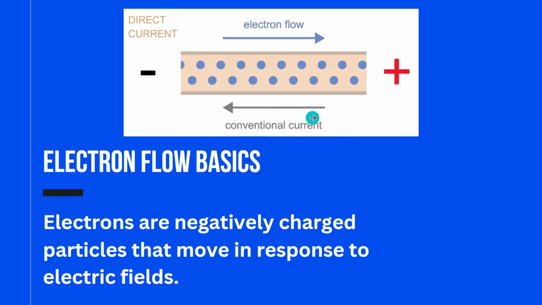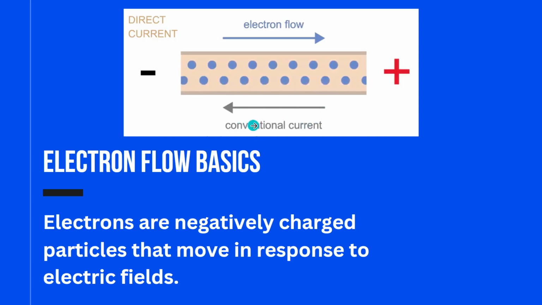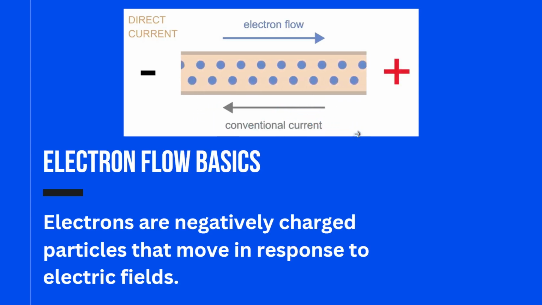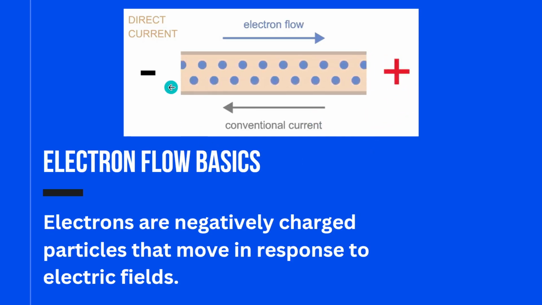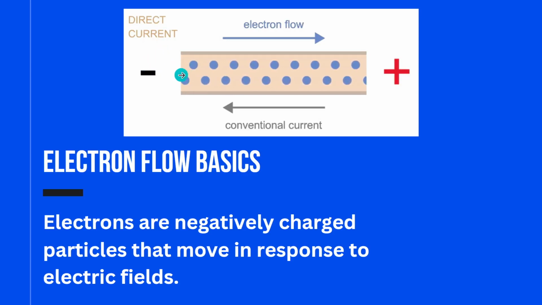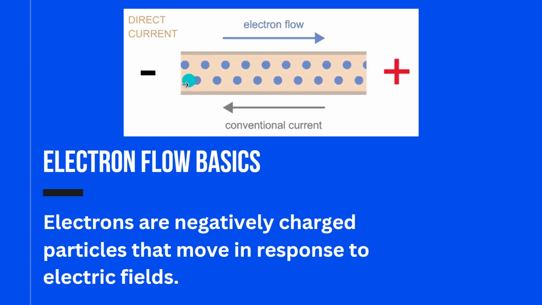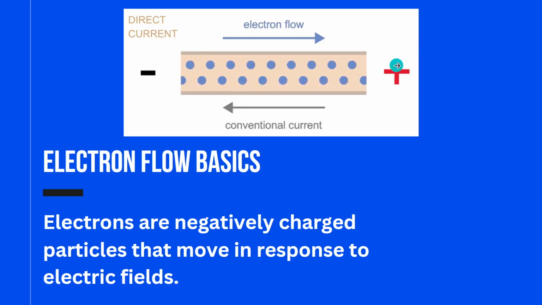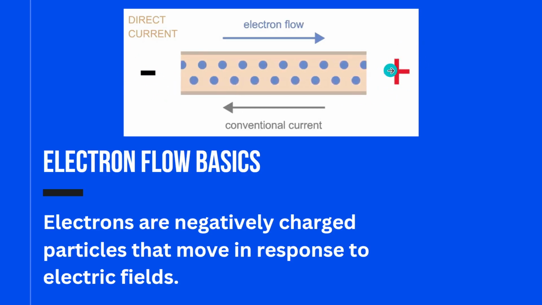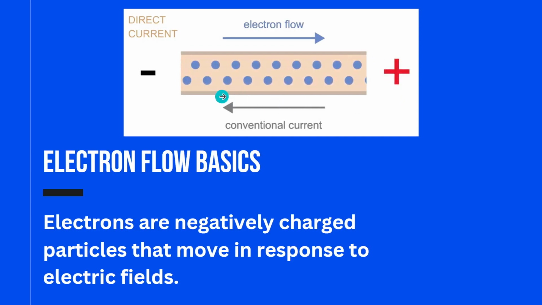We say that this is a non-physical term, but it is the conventional current, which means that we hypothetically say that the current runs from the positive to the negative. But in real life, physically, electrons are moving from the negative terminal to the positive terminal. So this is the electron flow direction, and this is the conventional current direction.